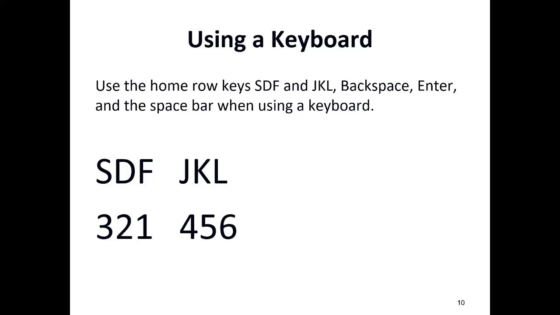3, 2, 1, not 1, 2, 3, but 3, 2, 1, 4, 5, 6, corresponding to S, D, F, and J, K, L. Also on your keyboard, you can use your backspace key, and enter, which is like your line down key on the Braille writer, so that will force the line down. Your text will wrap just like it does normally, but if you want to make sure that it starts a new line, you press the enter key. The spacebar key works just the same as it does on any keyboard.